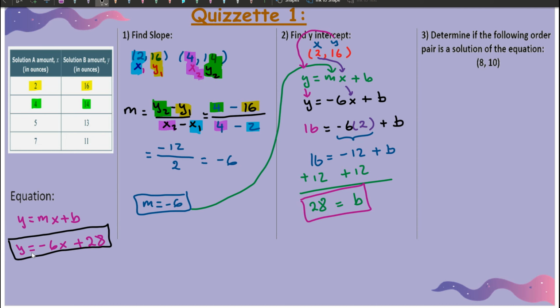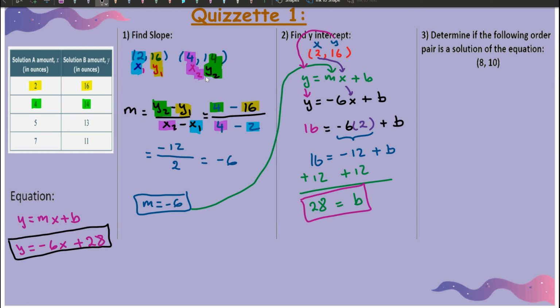Later on, we're going to have a test on Friday. If you only put negative 6x plus 28, they will say it's wrong. You need to have y in front of it. This week, our focus is the Unit 3 IAB test. So we're going to review tomorrow and the following day, and then our test is going to be on Friday.